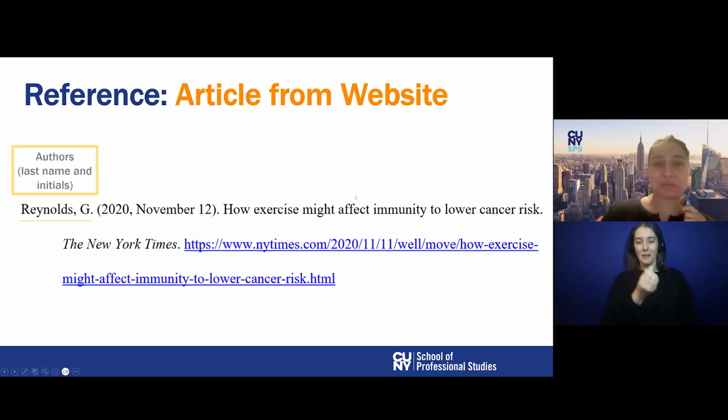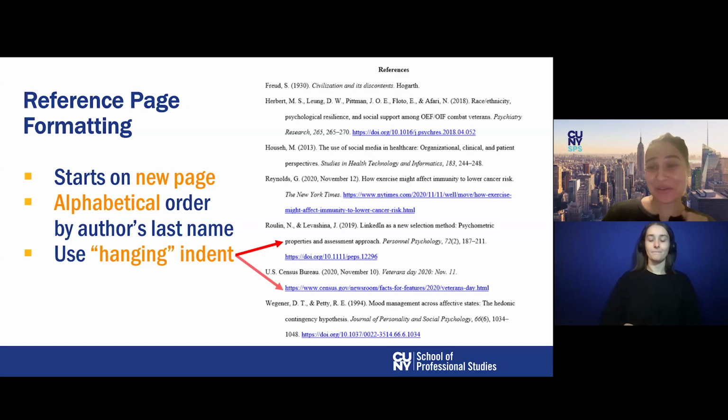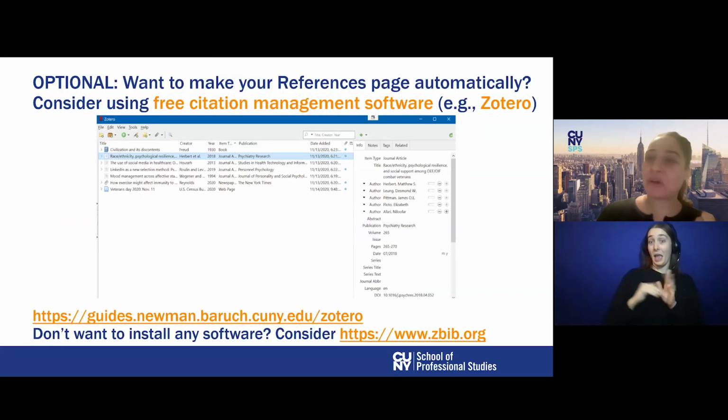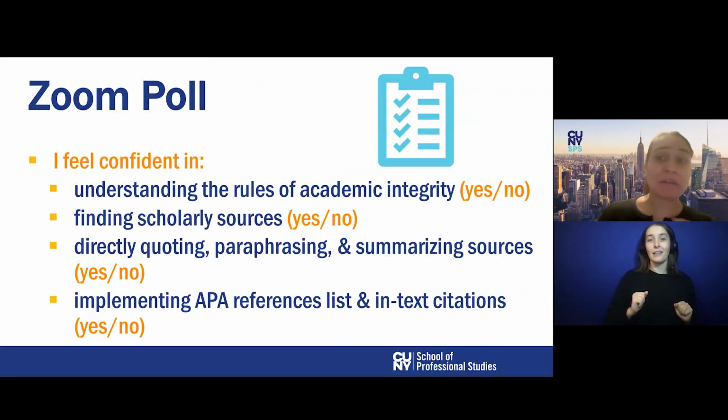No problem. So as we mentioned, we wanted to do another Zoom poll, and we thought it would be a great idea to survey you again on the same questions we started our webinar with. So we'll give you a few seconds, since we're almost at the end here. You want to say if you're confident now of understanding the rules of academic integrity, finding scholarly sources, directly quoting, paraphrasing, and summarizing sources, and lastly, are you confident in implementing APA references list and in-text citations?